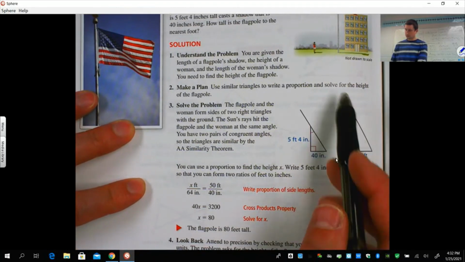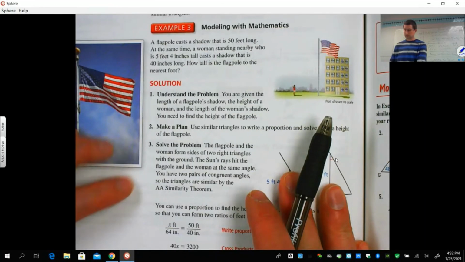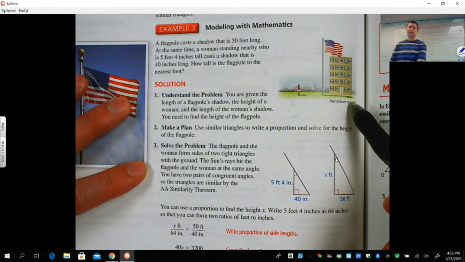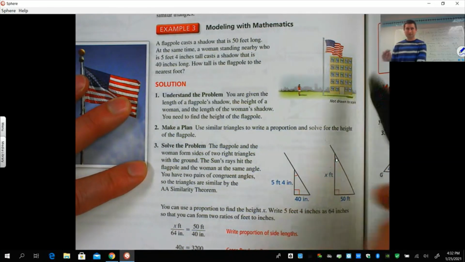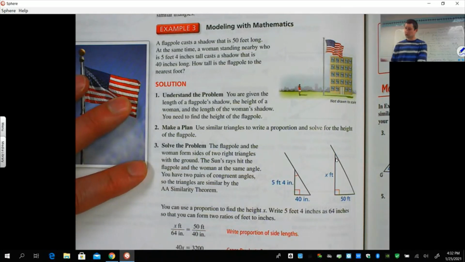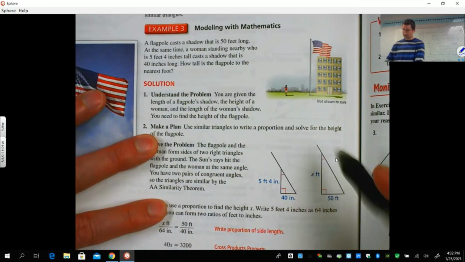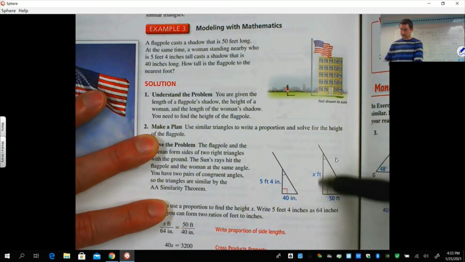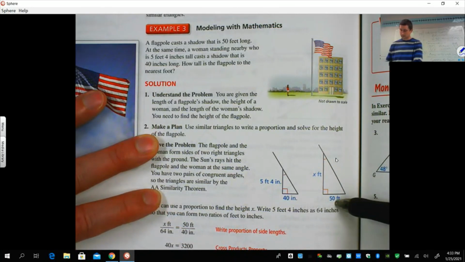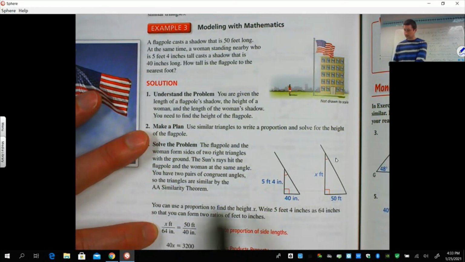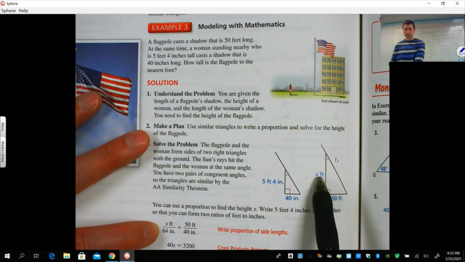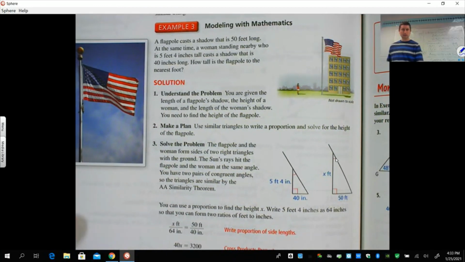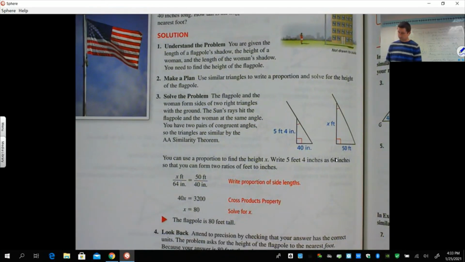You have the good old flagpole problem, where you can use your shadow to determine the height of the flagpole once you know the length of the flagpole's shadow. This is their diagram. The sun's up here. You're 5 foot 4 inches, and you have a 40-inch shadow. This is X feet, and you have a 50-inch shadow. They converted everything to inches. So X over 64 equals 50 over 40. They cross multiply, they divide, and you find out that the flagpole is 80 feet tall.